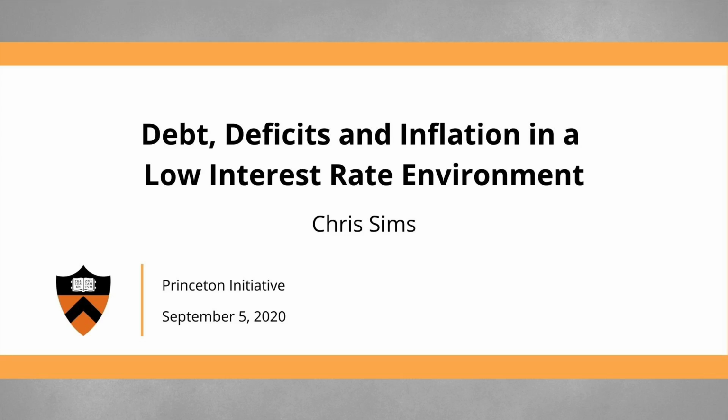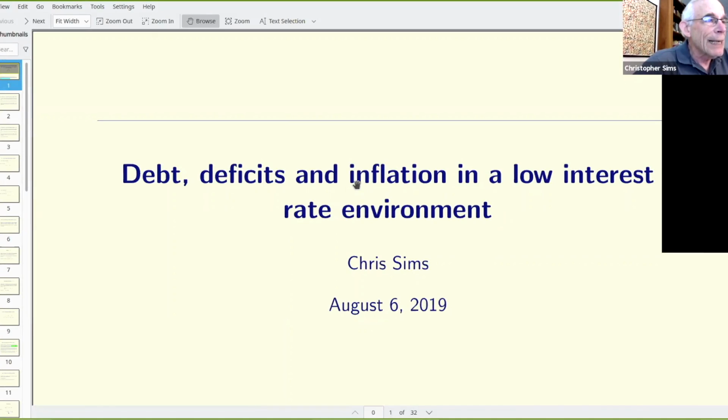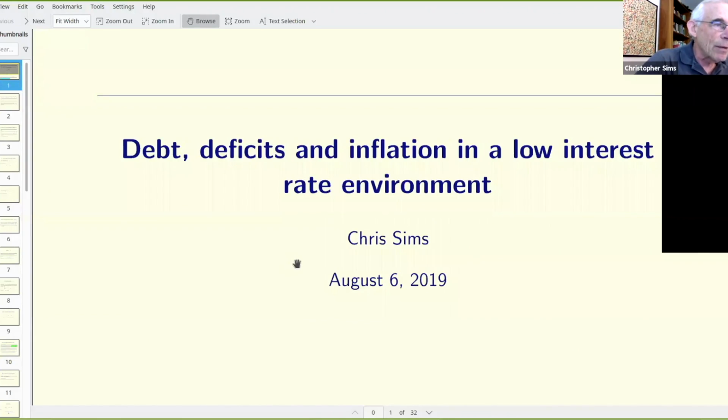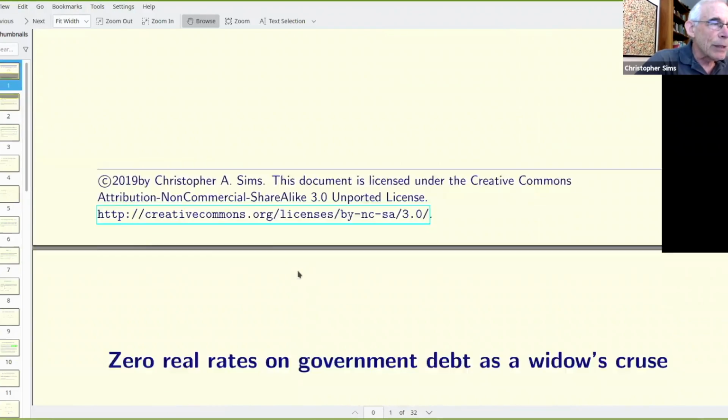I'm going to be talking about debt and deficits in an environment with low interest rates, in particular with real rates on government debt below the growth rate of the economy. This has been a hot topic in policy discussions recently, particularly after the paper by Olivier Blanchard in which he argued that debt might, in this context with R less than G, entail what he called zero fiscal costs.